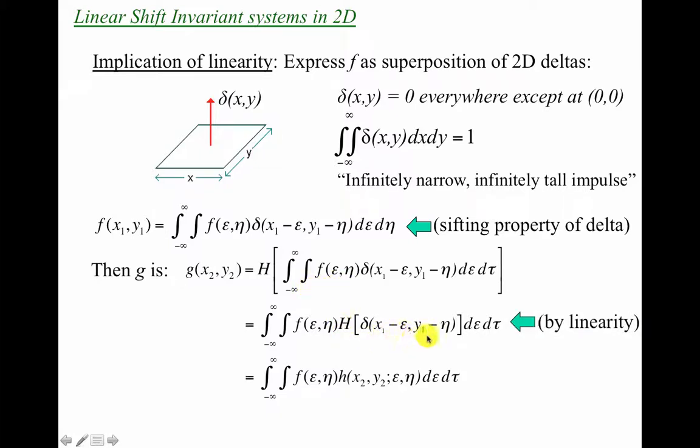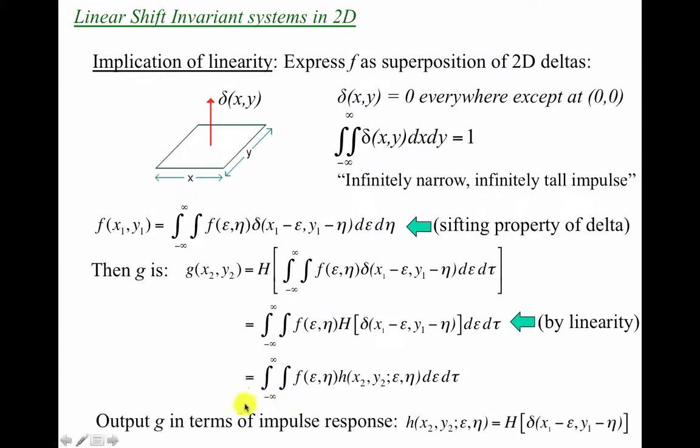Using linearity, we can insert the effect of our system h inside the integral so that we can determine our output g simply by knowing the effect that our system has on a delta function that is shifted anywhere in the plane. In other words, in order to know our output g for any input f, all we need to know is the output h for a delta function that is shifted anywhere within the plane.